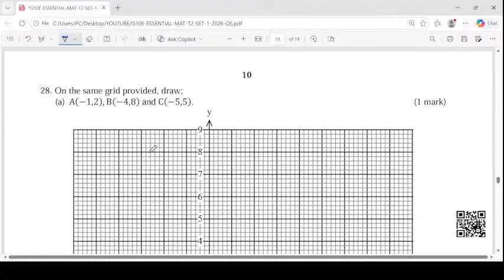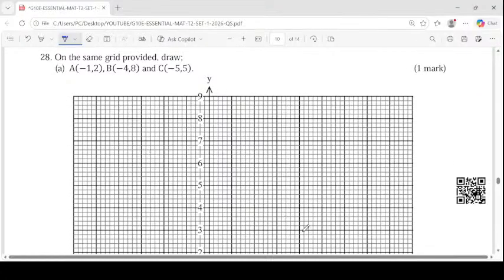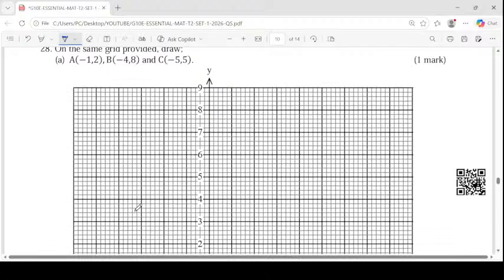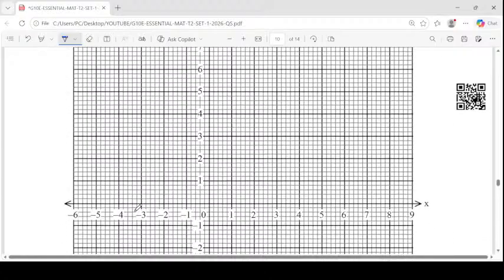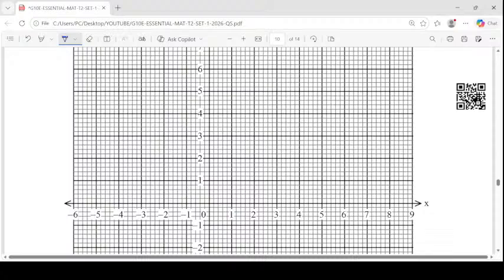Let us look at question number 28. On the same grid below, draw A negative 1, 2, B negative 4, 8, and C negative 5, 5. 1 mark. A negative 1, 2. Negative 1, 2 is here. This is my A.